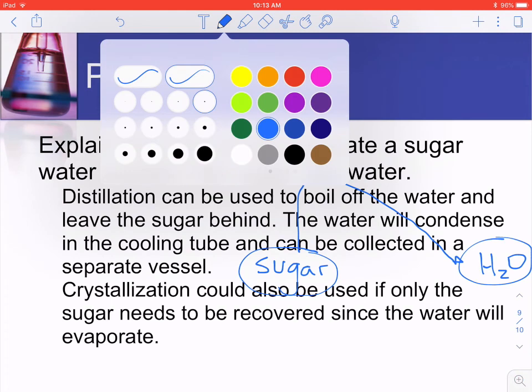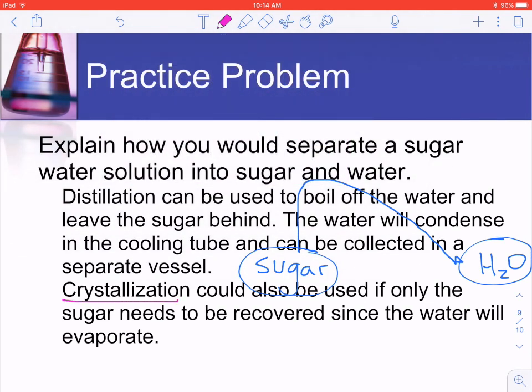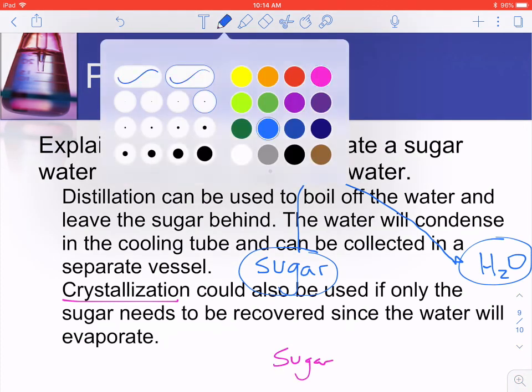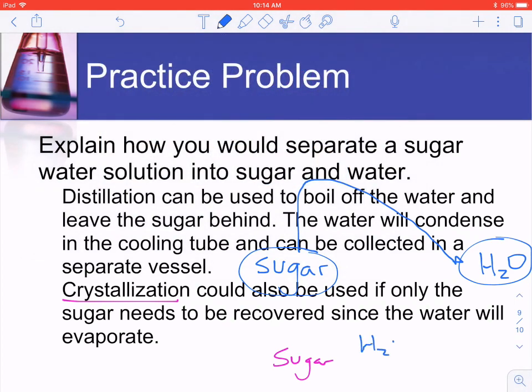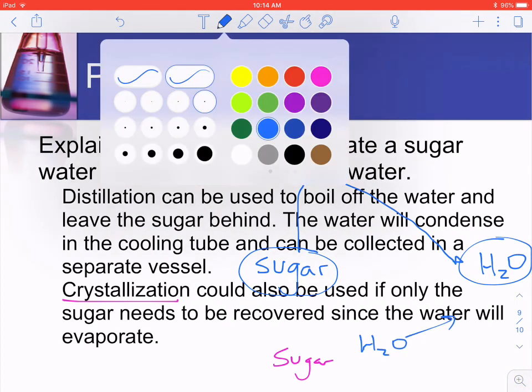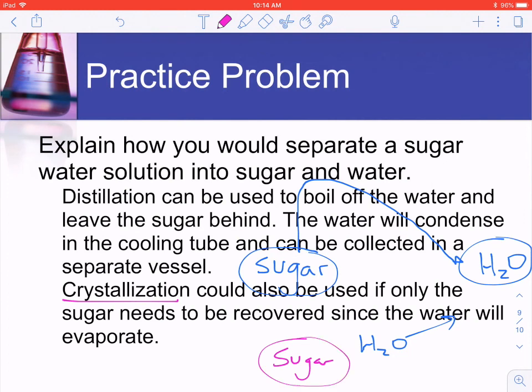Another method we could have used is crystallization. So let's say we don't care to have the water back. If we just let our sugar and water sit out, gradually the water is going to go and leave, and at the end of the day, we will have our sugar, but our water will be gone. It's going to have left into the atmosphere.